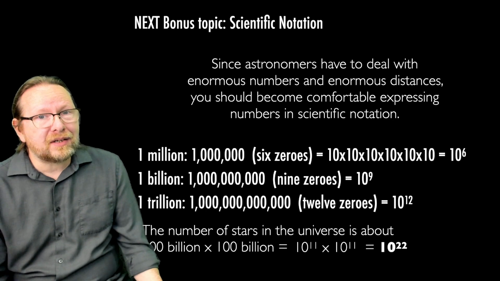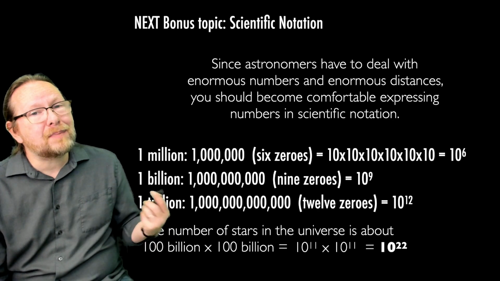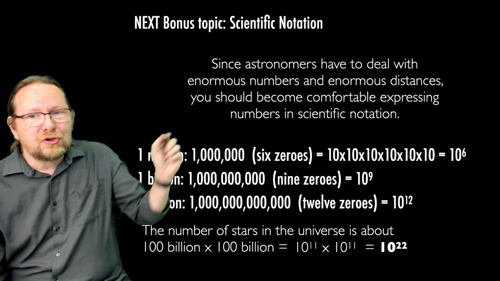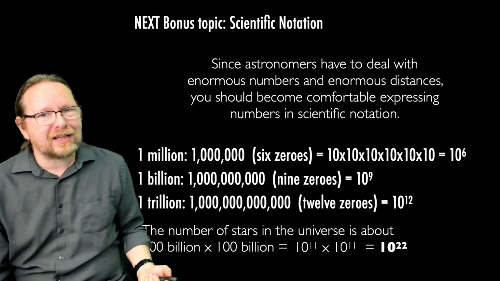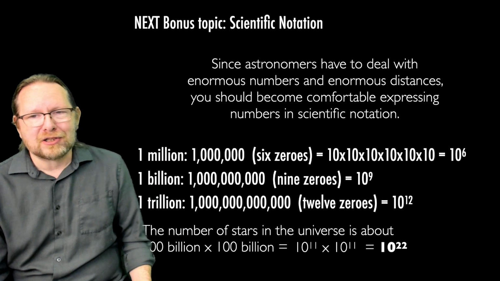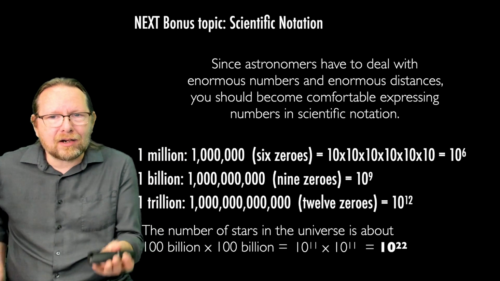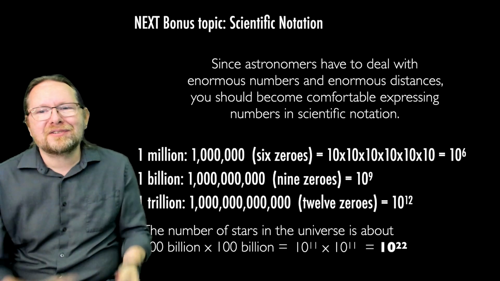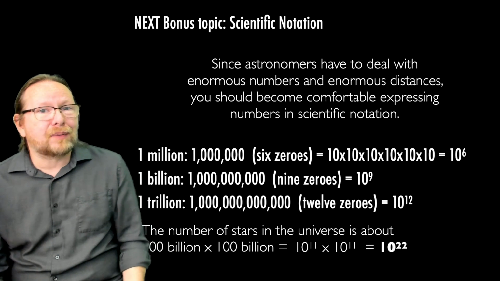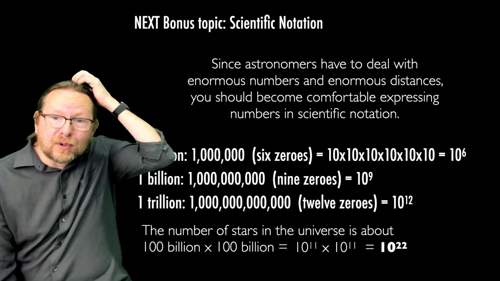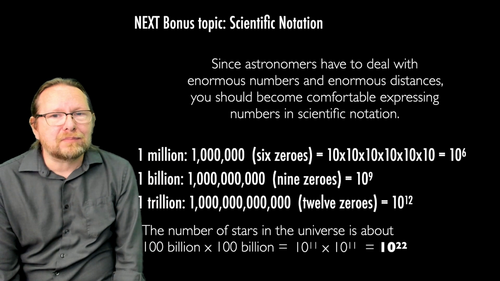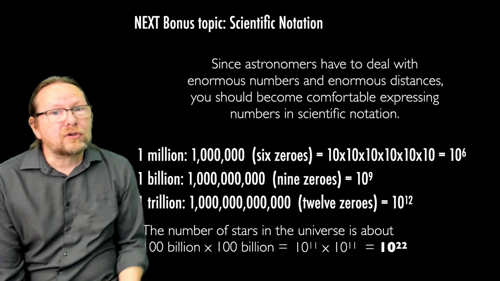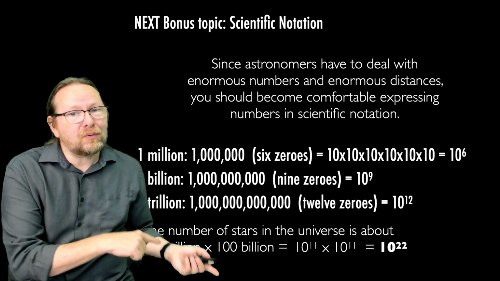100 billion times 100 billion is 10 to the 11th times 10 to the 11th. And because of the rules for multiplying things with the same base, you can just add those exponents together and really quickly get the answer 10 to the 22. As opposed to picking up a calculator and typing in 1 and then 11 zeros and then 1 and then 11 zeros. Scientific notation makes it easy to multiply big numbers because you can just add those exponents together. So 100 billion times 100 billion is 10 to the 11th times 10 to the 11th, which is 10 to the 22.